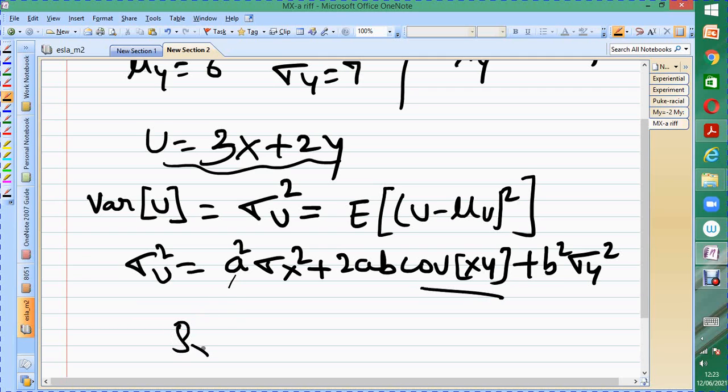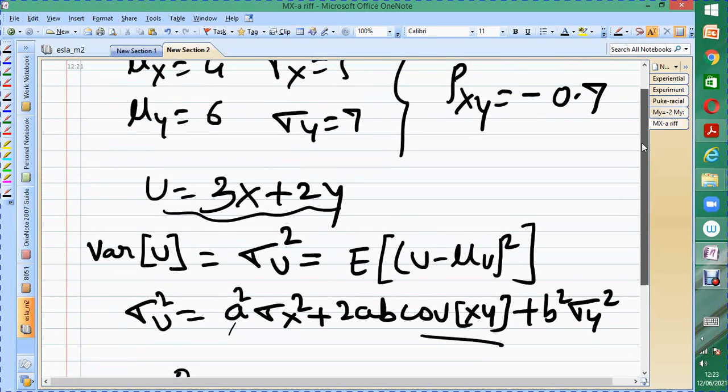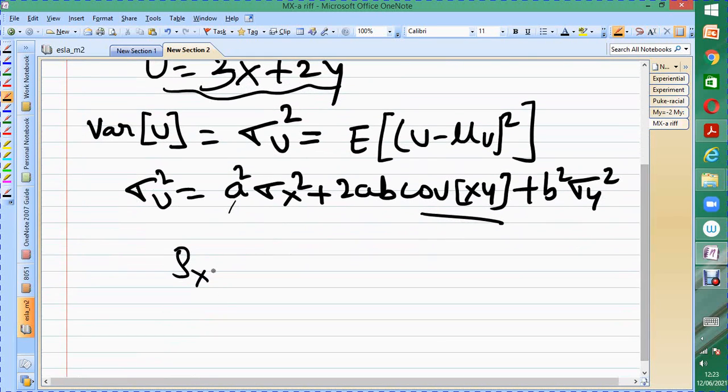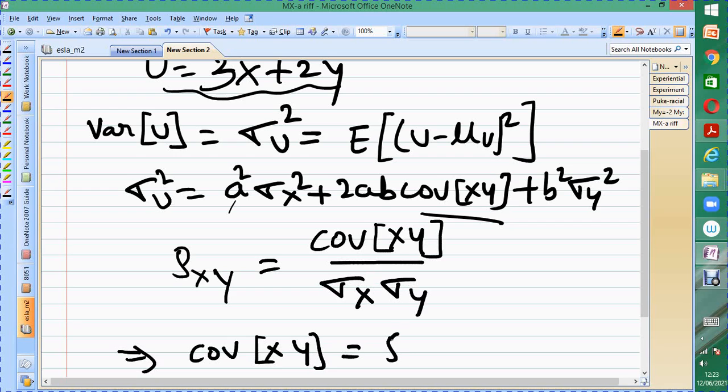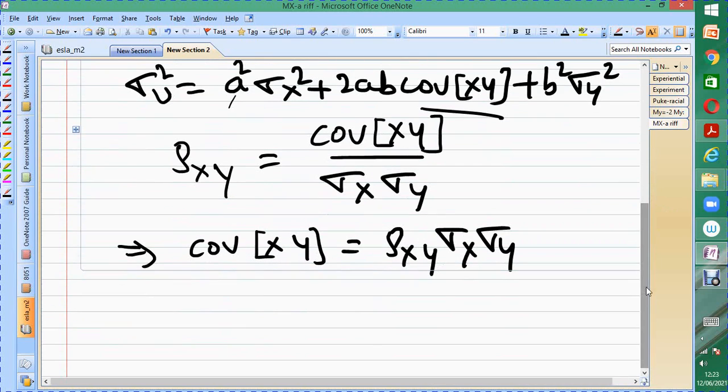So as we know, rho xy value is given in this problem. So using the definition of rho xy, which is defined as covariance of xy divided by sigma x into sigma y, we can get covariance of xy as rho xy into sigma x into sigma y. All these values are given, just substitute the values.